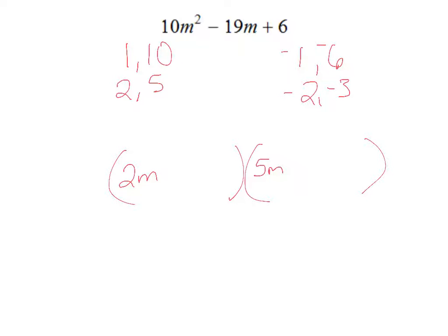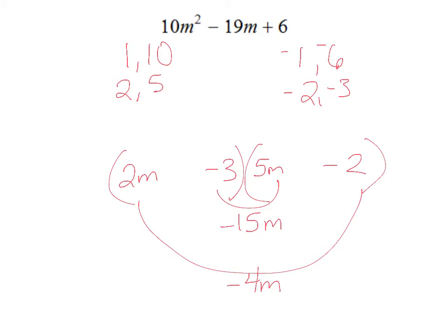Now, I kind of need to build my negatives up so that I can get a negative 19m. But they're both negatives, right? So they're both going to end up negative to add up. I think I would like to have a negative 15. I'm going to put a negative 3 there. That means I'd have to have a negative 2 over there. There's my negative 15m. Is it going to get me what I need for my outer? Negative 4m. Yep, that adds up to negative 19m.